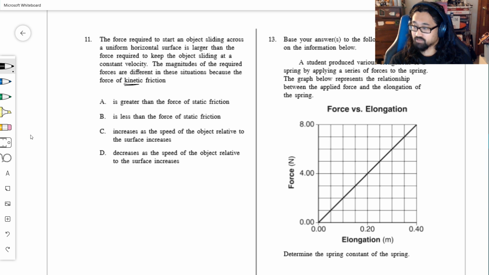So kinetic is sliding friction. It's easier to keep something moving than it is to start moving it. So it's not going to be bigger than the force of static friction. It's actually going to be less. And you can use your table, right? The table on the very front page of the reference table will show you that all the kinetics are less than this force of static.